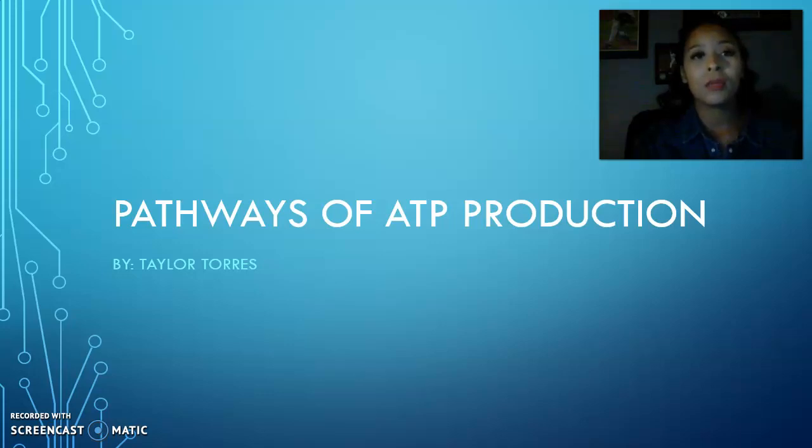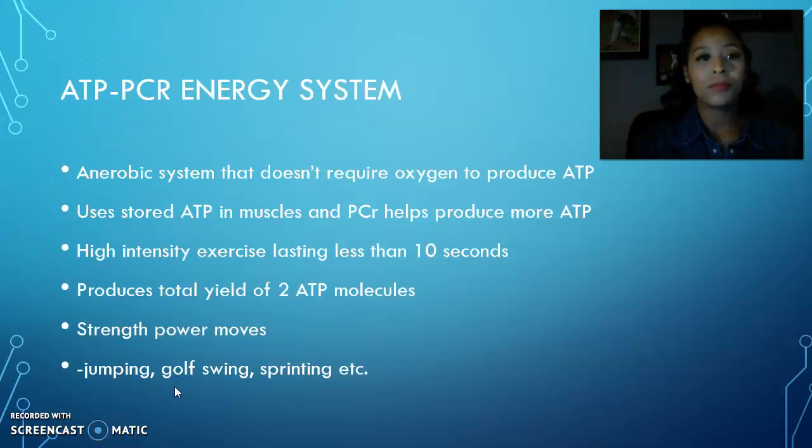So the first one we're going to talk about is the ATP-PCR system. Like I said, this is an anaerobic system that doesn't require oxygen to produce energy or ATP. It uses the stored ATP in the muscles and phosphocreatine to help produce even more ATP.